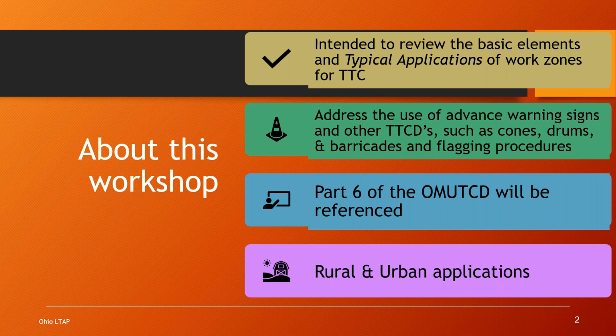I'll also be referencing part 6 of the Ohio Manual of Uniform Traffic Control Devices. I'll even show you how to find a copy of the manual online, so you can look at it for free at any time you want, right on your computer. I'll also show you how you can order your own copy of it, or even go into the ODOT office on West Broad Street and buy your own manual there in person if you want. And throughout the course, we'll be taking a look at rural roadways and also urban roadways.